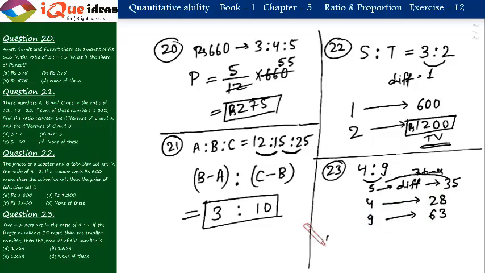Alright. So the question asks for the product of the numbers. The required product is equal to 28 into 63. If you multiply, 28 into 3 is 84, so we have 4, carry over 8. 28 into 6 will be 168. 168 plus 8 is 176. So 1764 is the required product of the numbers. Alright.